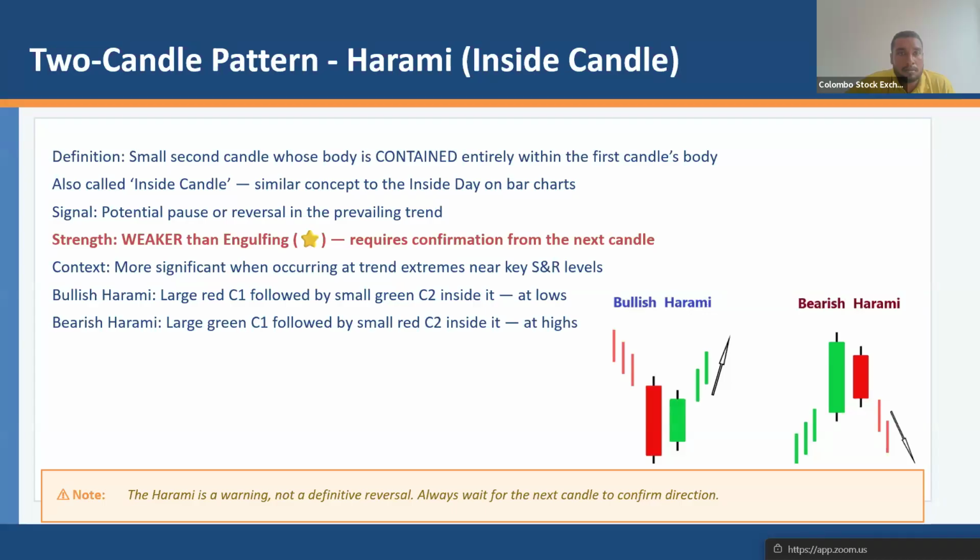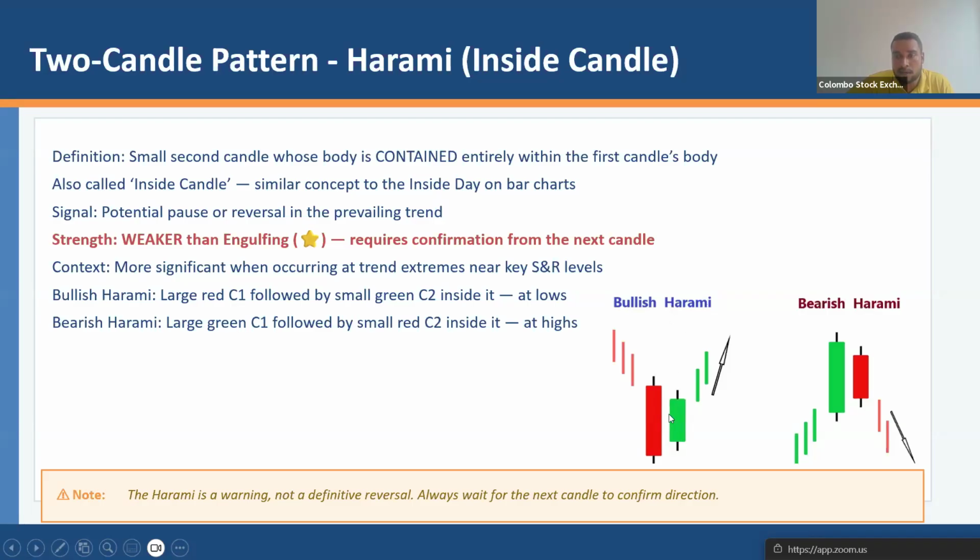Okay. Another two candle pattern is this harami. Harami is like the opposite of the engulfing. Here it's an inside candle, right? The second candle is an inside candle. In engulfing, what do we see? The second candle is bigger than the first candle. Here, the second candle is smaller than the first candle, and it's an inside candle. Inside candle means it is trading within the price range of the first candle, right? It's a smaller candle.